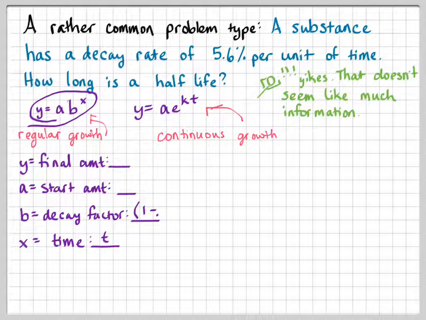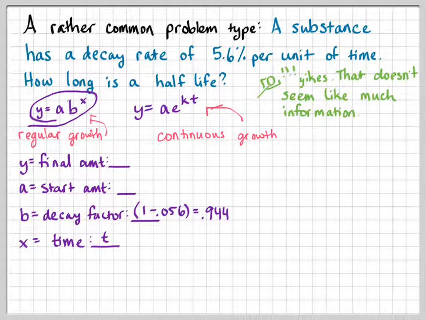Our decay factor is 1 minus our 5.6%. If this was a growth factor, we would do 1 plus our growth factor, which is 0.944. So remember, decay factor, you subtract your decay rate from 1. If it was growth, you would add your growth rate to 1. Now we've got the decay factor, but I don't have any information in my problem to help me with the starting amount and final amount. So let's think about it.